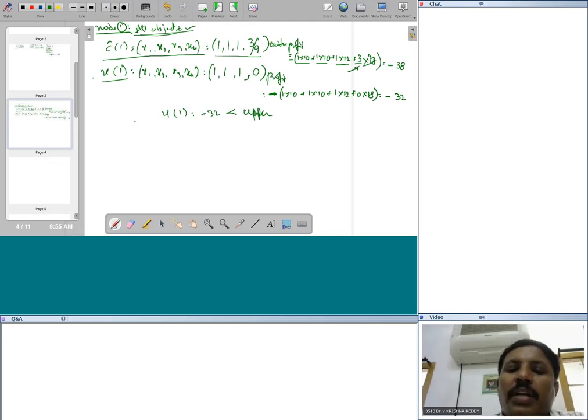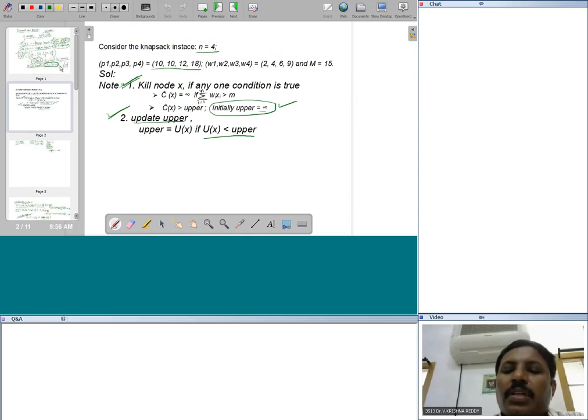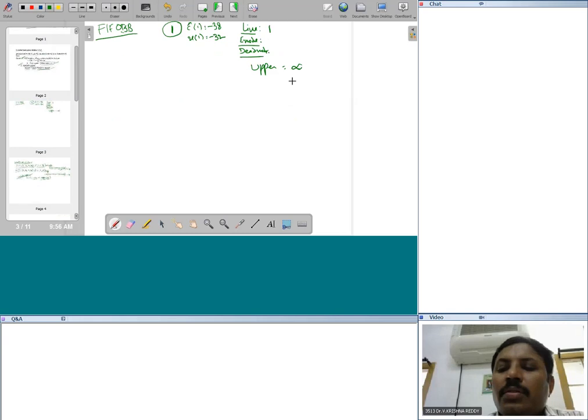So U of 1, minus 32, is less than the current upper value. Is the update of upper possible or not? Update upper condition: the current U of x, minus 32, is less than the upper value. The current upper value is infinity, which is nothing but the largest value. So compared to the largest value infinity, is minus 32 less or not? Yes or no? If it is less, then update upper. As per the procedure, update upper is possible as per the current U value calculation. If the condition is satisfied, then upper is equal to U of x. So what is the upper value? Instead of infinity, minus 32 is updated based on the current U value.